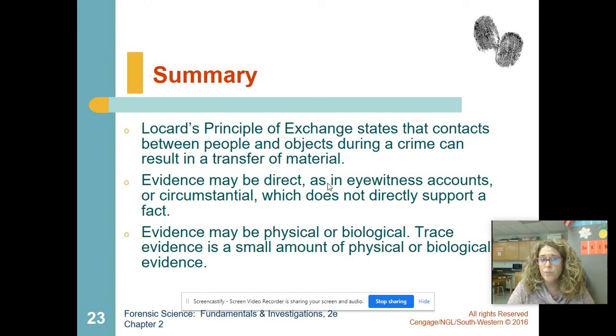It can be circumstantial, right? So maybe blood type, or it could be DNA, which does not directly support a fact. Evidence can be physical or biological, right? So fibers, a shoe, a knife, that would be physical evidence. And biological could be things like blood or semen or other traces or sources of DNA, like saliva. Trace evidence is what we call really small evidence, and DNA technology has gotten so precise that you really just need an extremely small amount in order to get DNA from a sample.